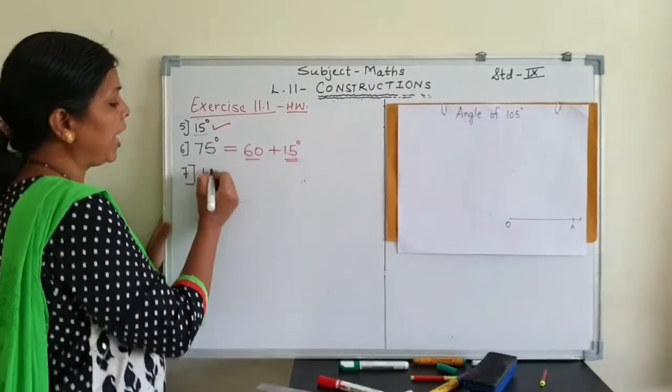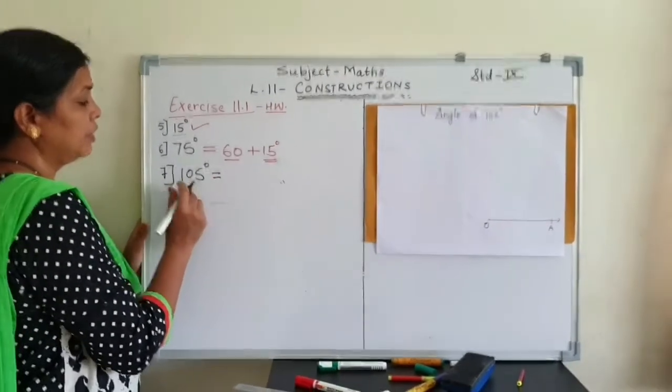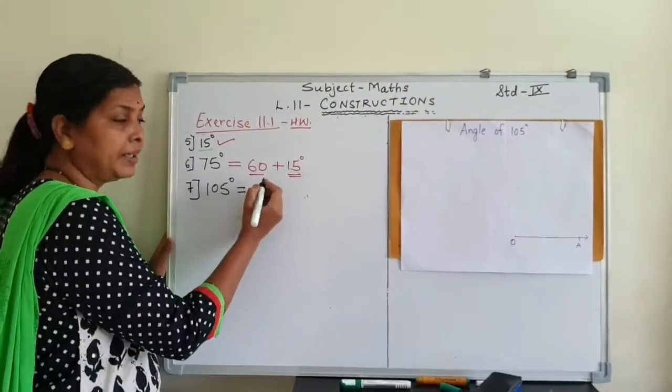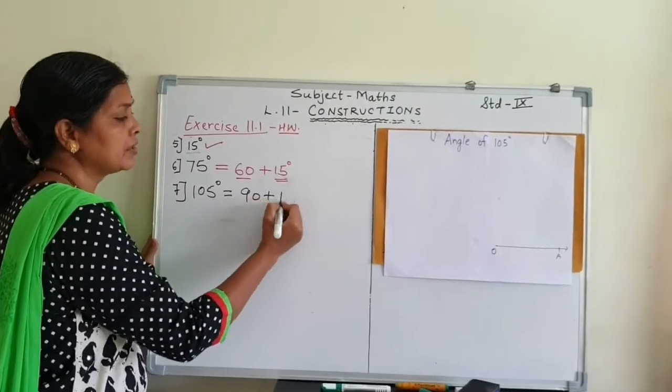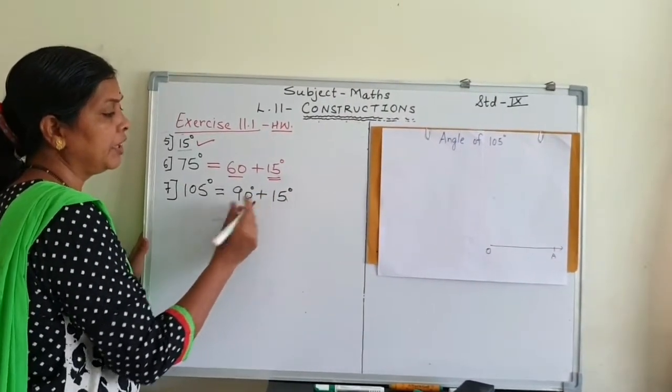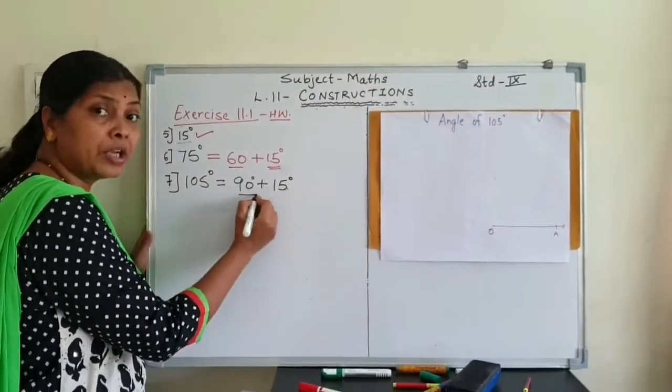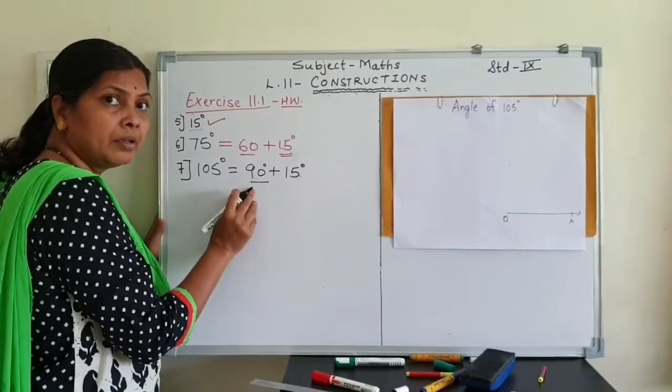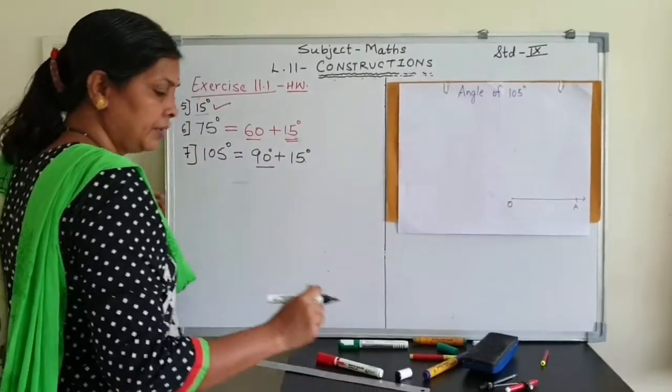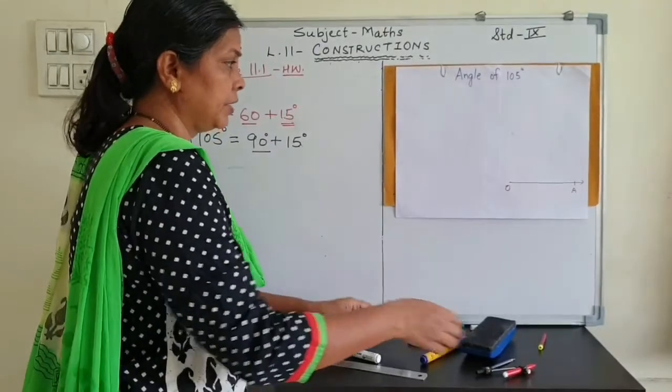Now next, how to draw an angle of 105 degree. Now 105 degree, how do we get it? That is 90 plus 15 degree. That will give us 105 degree. You know how to construct a 90 degree angle? And then 15 degree. We will see here.